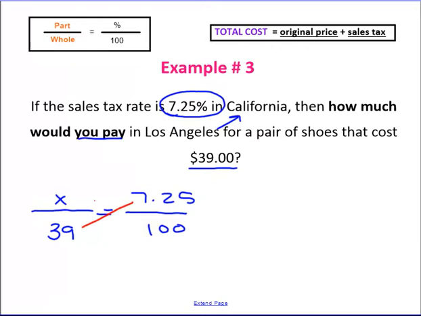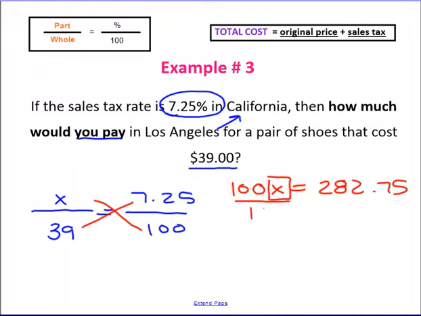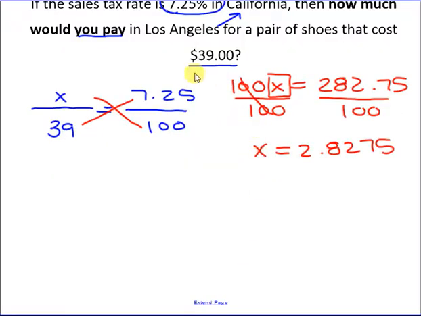So I'm going to cross multiply. 100 times X is 100X. 39 times 7.25 is going to be 282.75. I'm going to box the variable, divide both sides by 100. This cancels, and my X equals 2.8275. Now, it is not asking us how much the tax is, it's asking us how much we pay in total. So I need to take what we found for X and add it back to the original price.